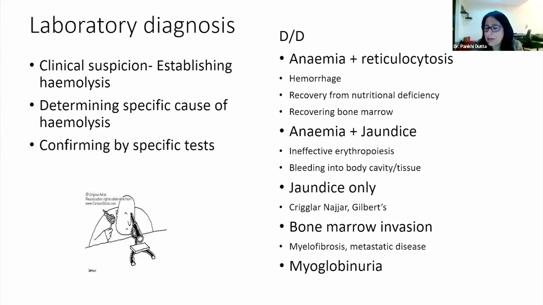And if the bone marrow is invaded, leading to myelofibrosis or metastatic disease, you may have nucleated red cells, a lot of polychromasia, some anemia. And though there might be a left shift in the neutrophils, you think it's a reaction to the hemolysis. And as I said, myoglobinuria, because of the dark colored urine, is also a differential diagnosis.